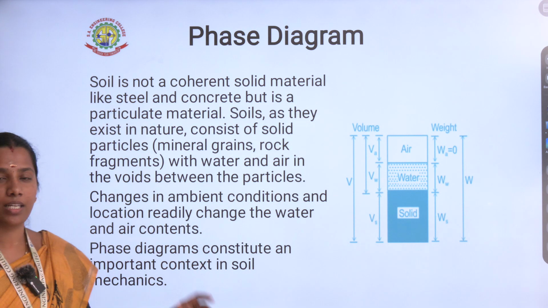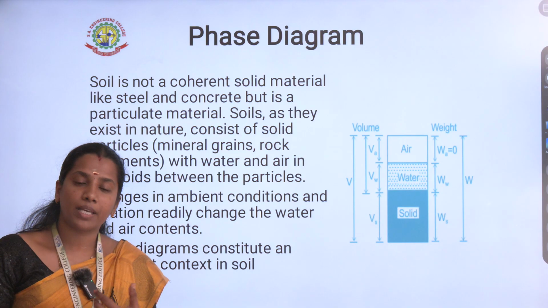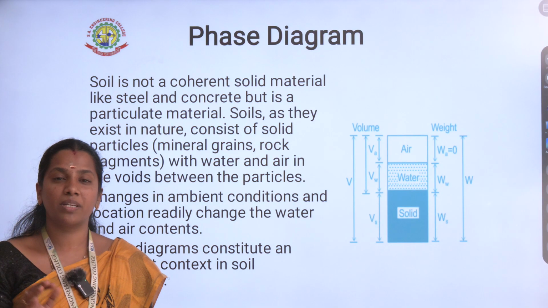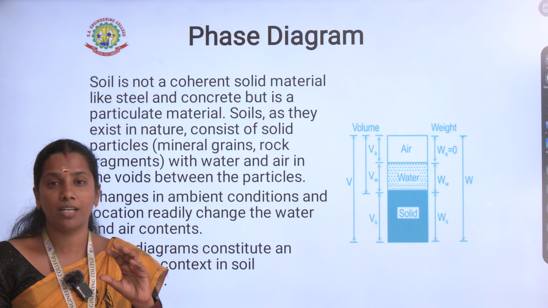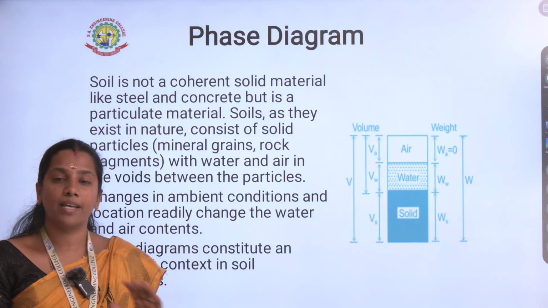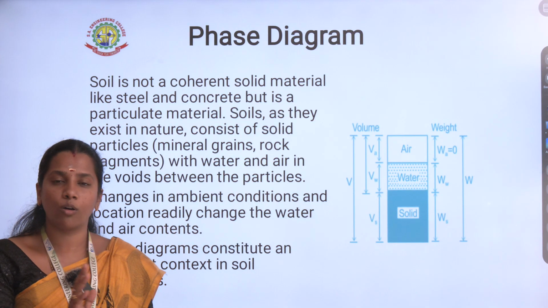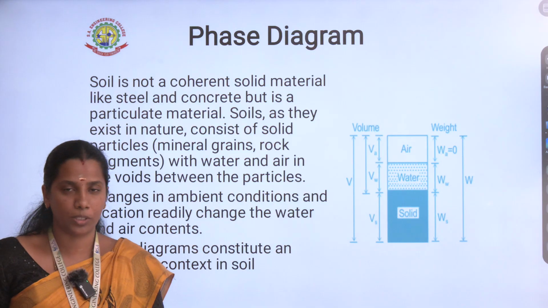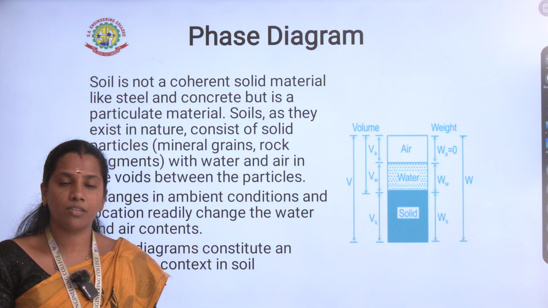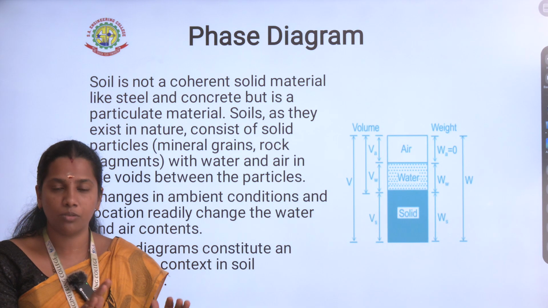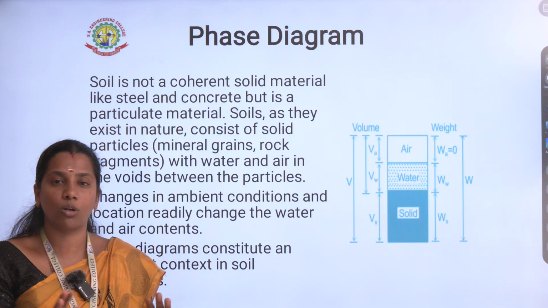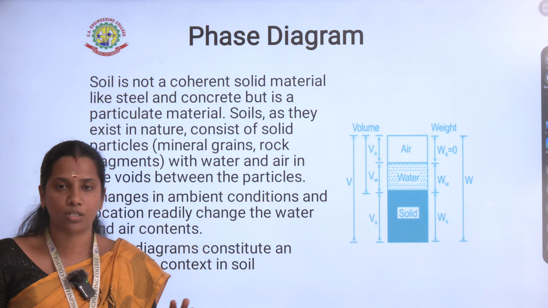And this is a phase diagram. While dealing with solid mechanics or fluid mechanics, we deal with only one nature of matter, which is either a solid or a fluid. Even though it is an RC, we will consider it as a concrete material, which is a solid. It is not subjected to any other phases.